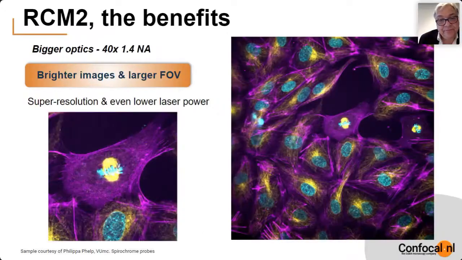Next slide, please. This is an example of why 40x 1.4 and a bigger field of view are useful for biology. On the left is the 100x image, and we always struggle to find one mitosis. You need to be lucky in your small field of view to have one mitosis happening. But on the right side, the big field of view allows you to see multiple mitoses at the same time.